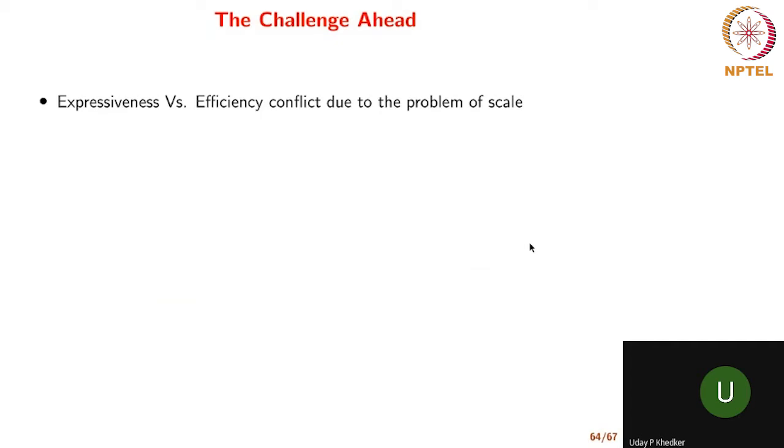The expressiveness versus efficiency conflict due to the problem of scale. This continues to exist. Earlier it was because this was not done before. Now, although it's been done, it's because of scale and because of new architecture features.